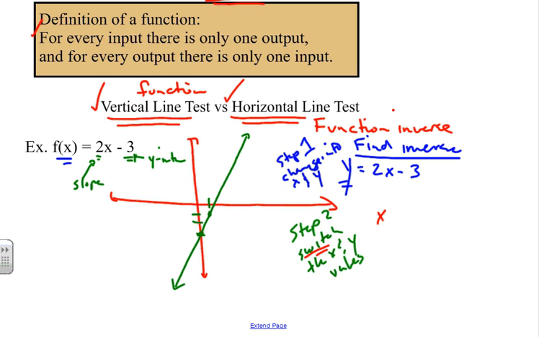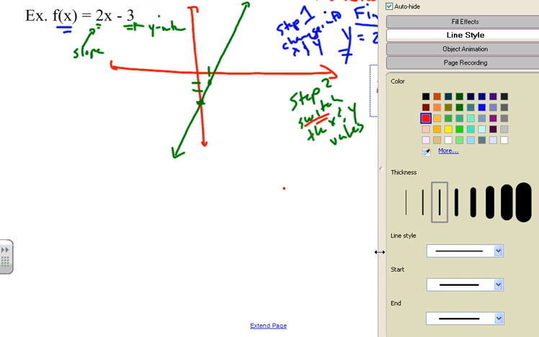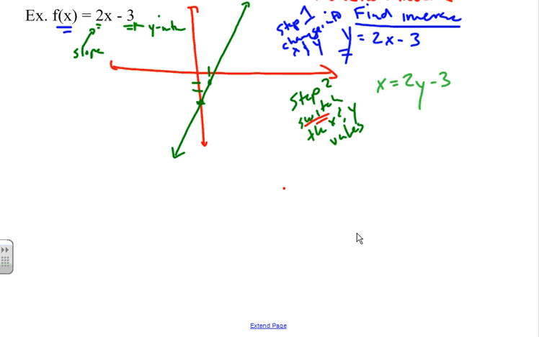So I'm going to have x equals 2y minus 3. x equals 2y minus 3. And now, after you have that, the final step, step 3, is we're going to solve for y. I really should make this color-coded. That would be nice, huh? We'll make that green. And now the last step, step 3, solve for y. So make it an x and y, switch x and y values, and now solve for y.